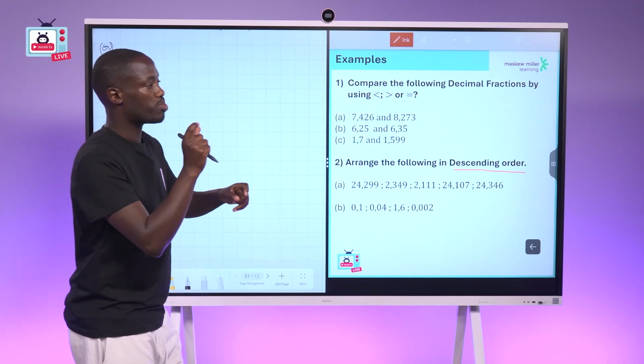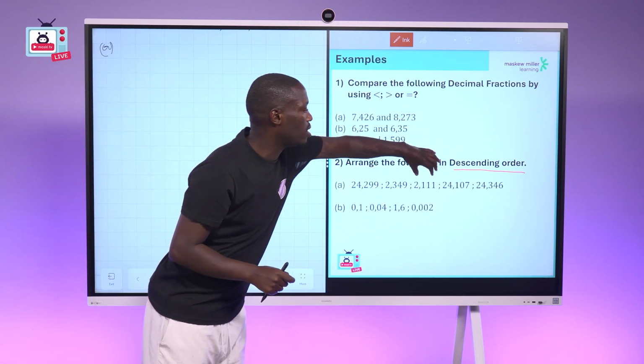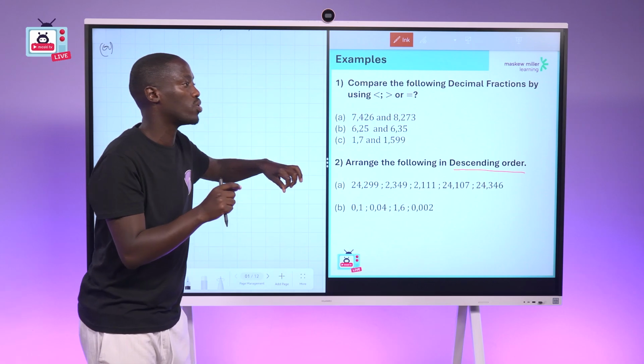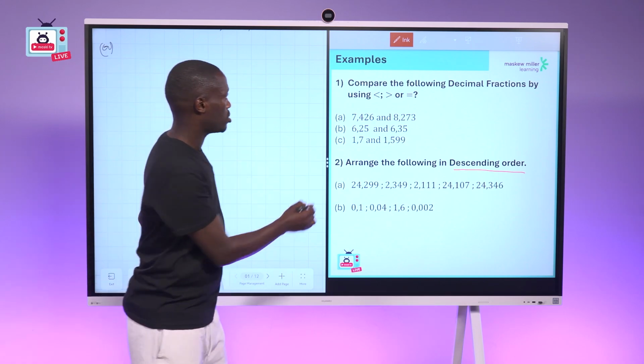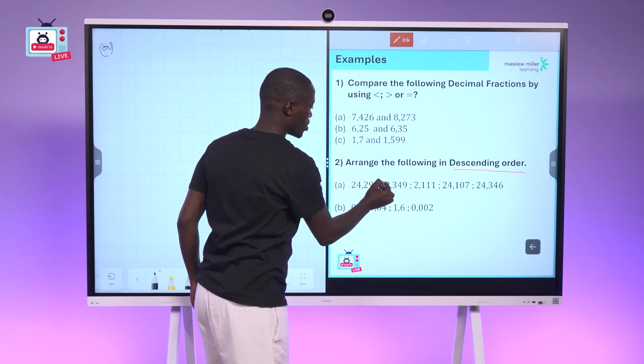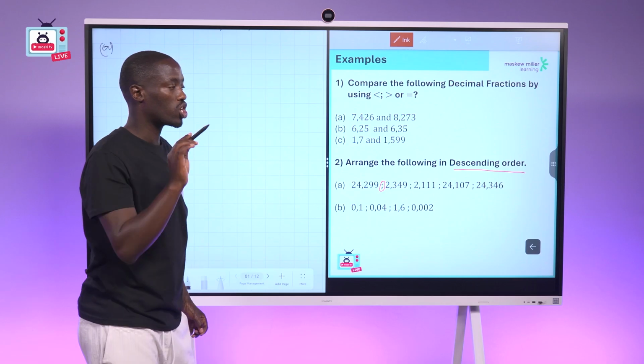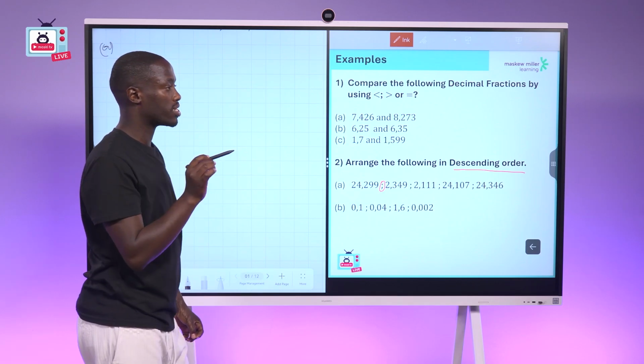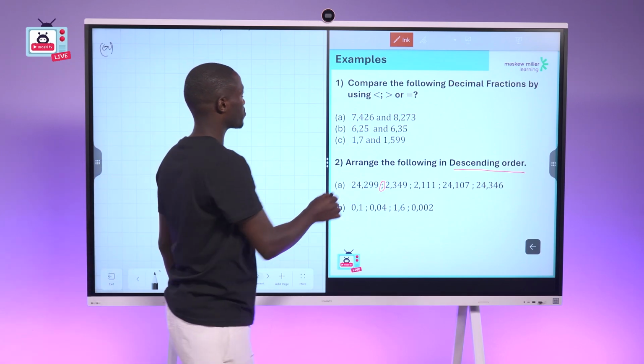And you need to bear in mind that when you are separating numbers, you are separating them with a semicolon. Yes, separating them with a semicolon, not with a comma. We are separating them with a semicolon.